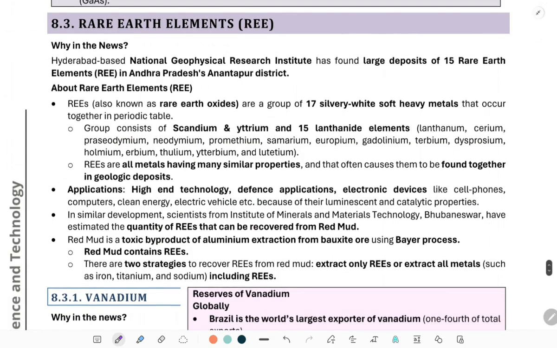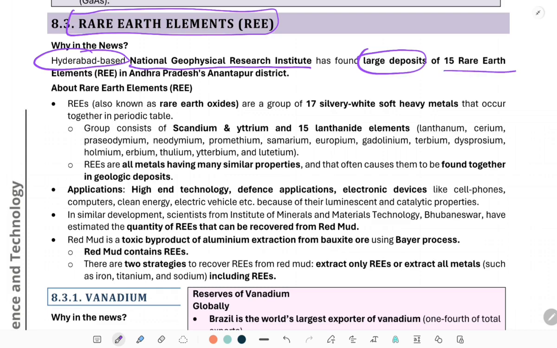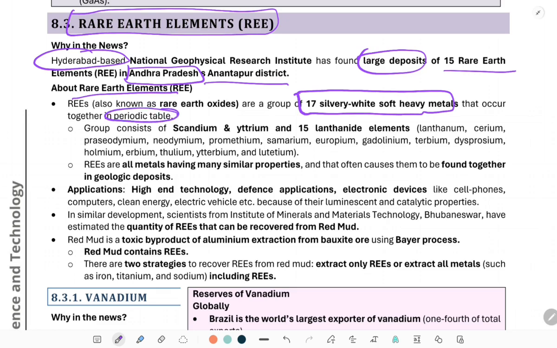Next, we'll see about rare earth elements. Recently, the Hyderabad-based National Geophysical Research Institute has found large deposits of 15 rare earth elements in Anantapur district, Andhra Pradesh. These rare earth elements are a group of 17 silvery-white, soft, heavy metals in the periodic table. The group consists of scandium, yttrium and 15 lanthanide elements.